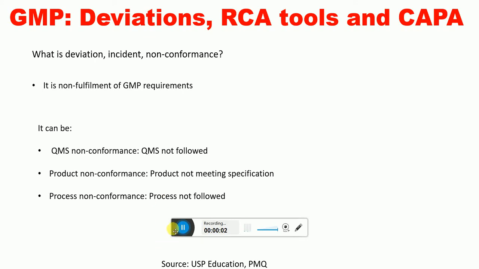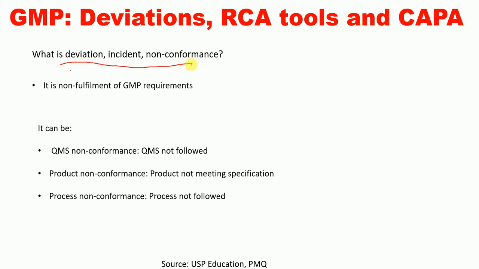Everyone, in this lecture today, I'm going to talk to you about the basics of GMP, deviations, root cause analysis tools, and CAPA. So first, what is deviation? And what are deviation, incident, and non-conformance? Before I go into the details, what are these three terms?